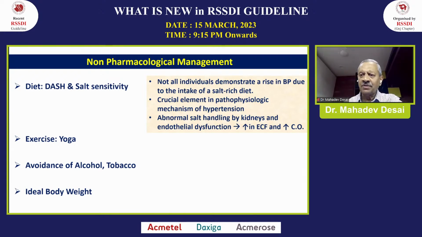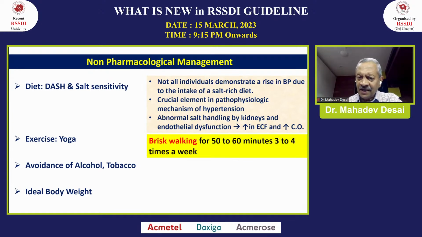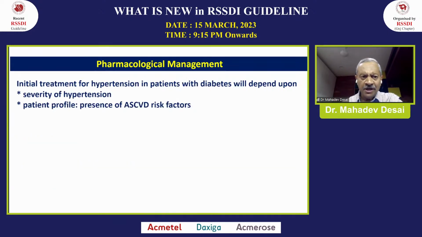Then, as far as exercise is concerned, RSSDI recommends that there should be advice for at least 50 to 60 minutes, 3 to 4 times a week, of brisk walking. If a person can achieve more, always welcome. We need to get them checked up with the cardiologist or a basic test before adhering to any vigorous exercise. Then pharmacological management, of course, of hypertension.